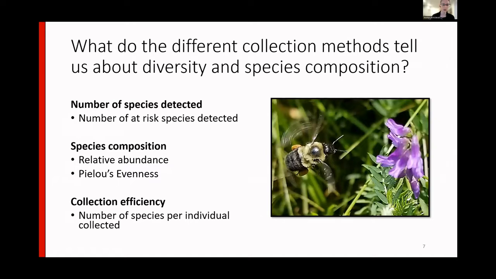And so we'd like to know what the different collection methods tell us about diversity and species composition. So how many species were detected? Were any of the at-risk species detected? What the species composition is, and for that we'd be looking at the relative abundance, which is the proportion of the sample that a species makes up, and as well Pielou's evenness, which is the level of similarity across those relative abundances. And additionally, we're interested in knowing about the collection efficiency, so the number of species per individual collected.